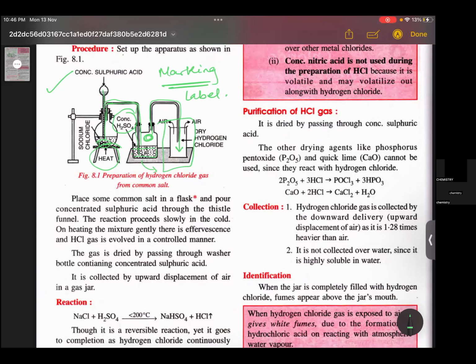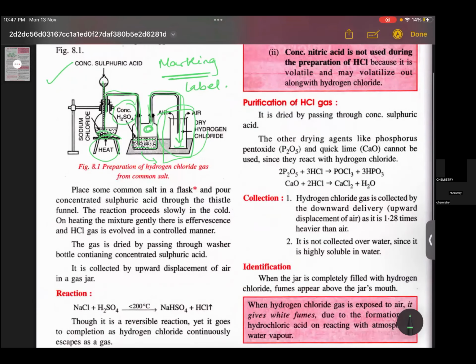So let's first study it and then we'll understand it. Just get the diagram in your head first. That is, you heat a flask which has sodium chloride in it. You're pipetting concentrated sulfuric acid. This gets passed through another container having concentrated sulfuric acid. This has one more tube connected to it, which takes your air into your last beaker where your hydrogen chloride gets collected. Dry hydrogen chloride. So let's read it.